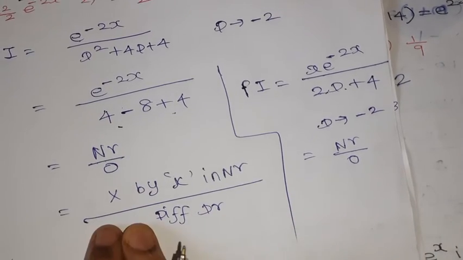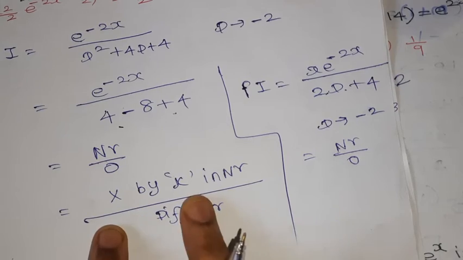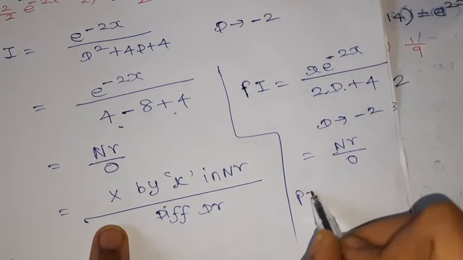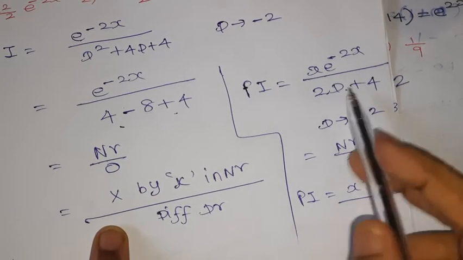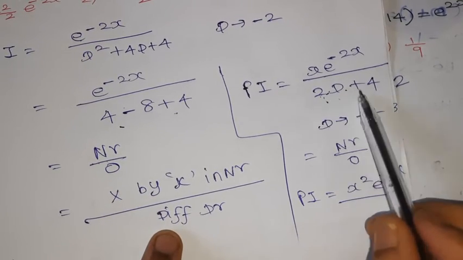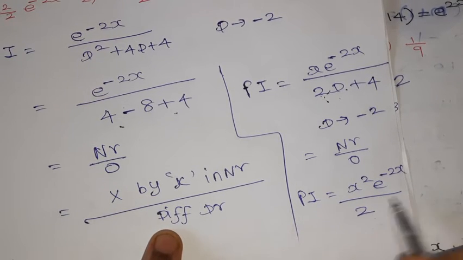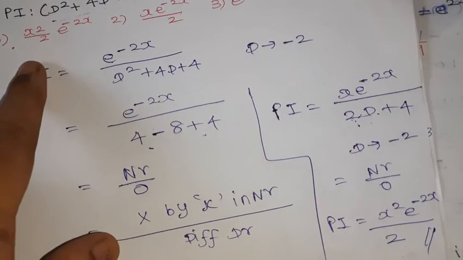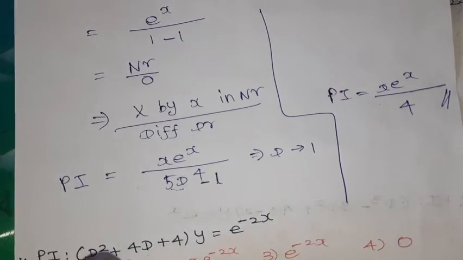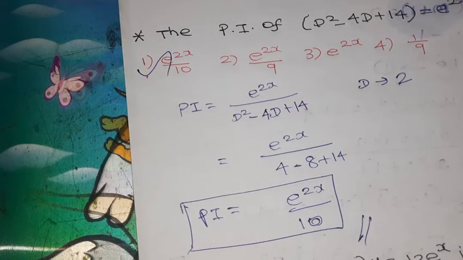So again we do the same thing: multiply by x in the numerator. Already one x is there, so x into x gives x squared e^(-2x), and differentiate the denominator, 2D is nothing but 2. So x squared by 2 into e^(-2x). This is the particular integral for the differential equation. Option 1 is the right option for this problem. We'll move on to the next one.